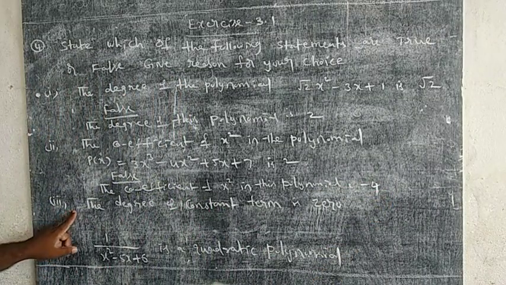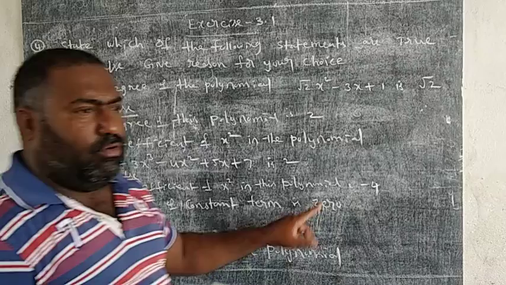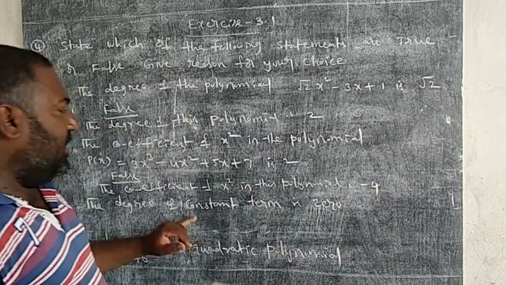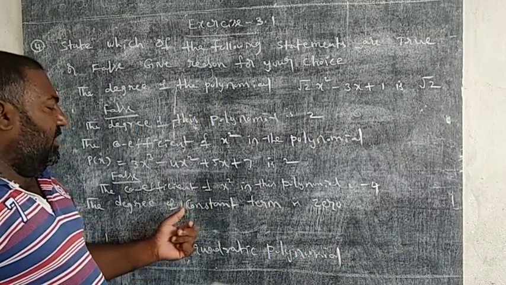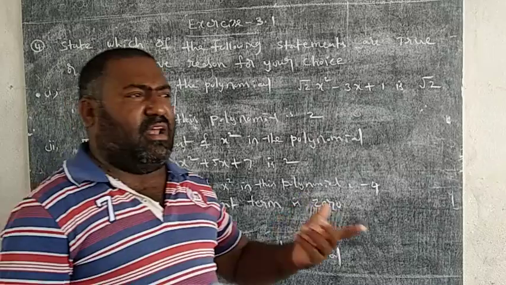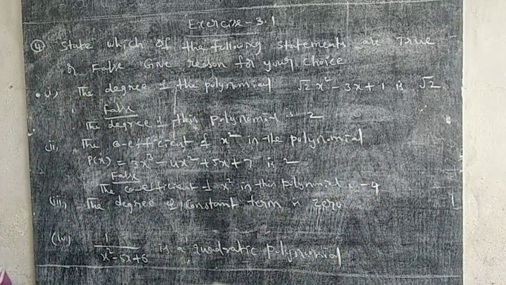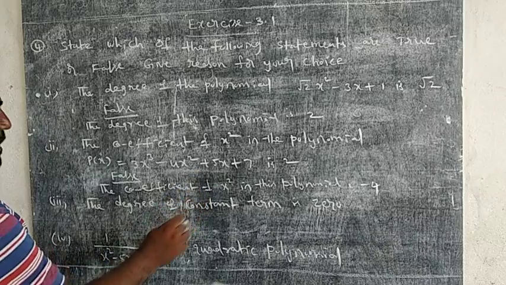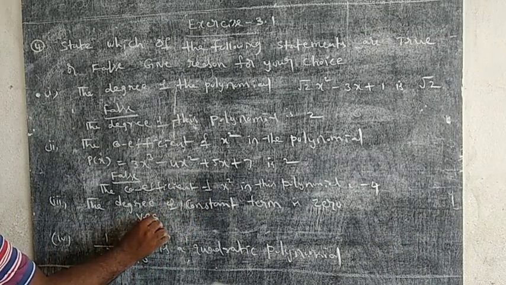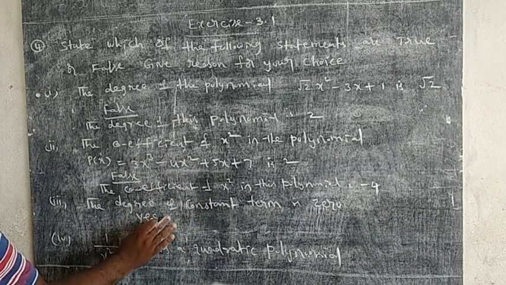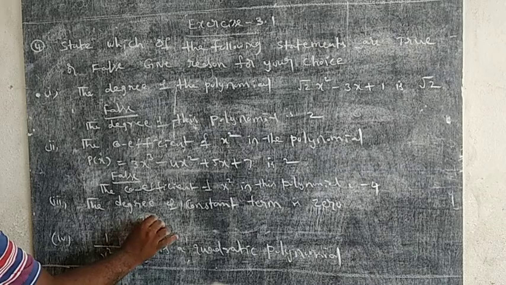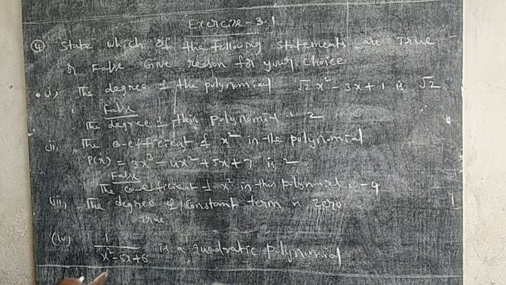Thereafter, third one, the degree of constant term is 0. Yes, this statement is true. Why? Because the degree of any constant term is always 0. There is no variable in the constant term. So the degree of constant term is 0. This statement is true. Reason: the degree of any constant term is always 0.